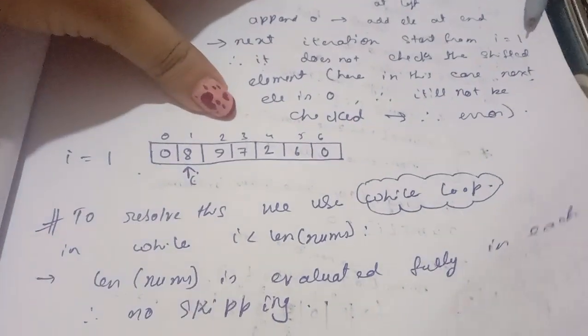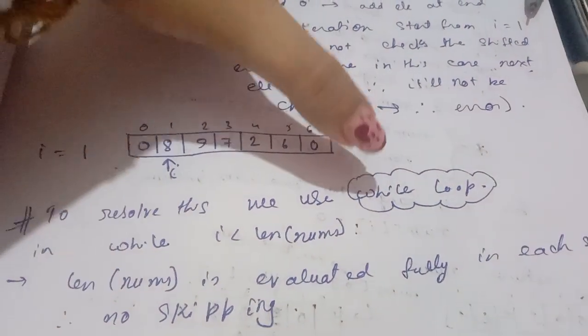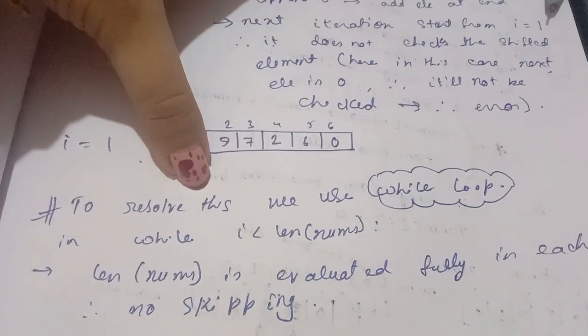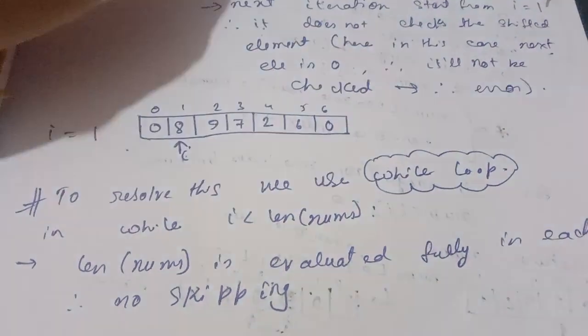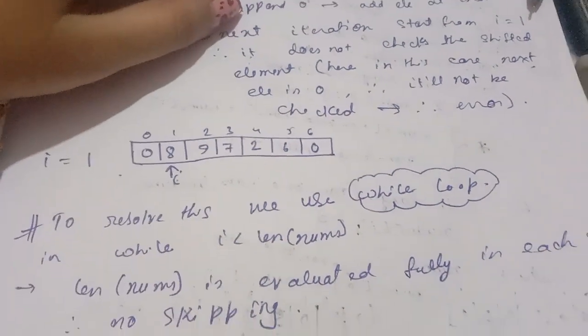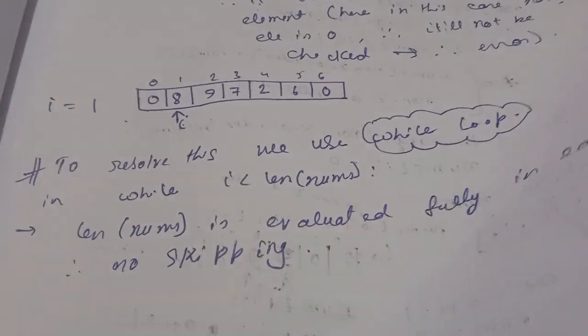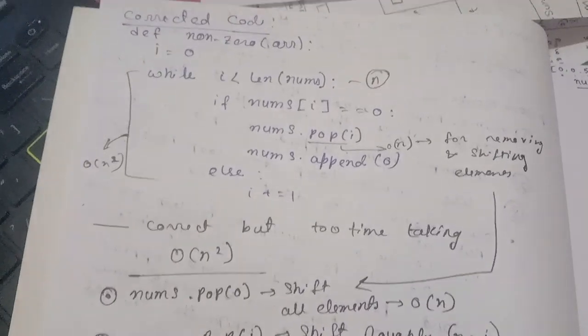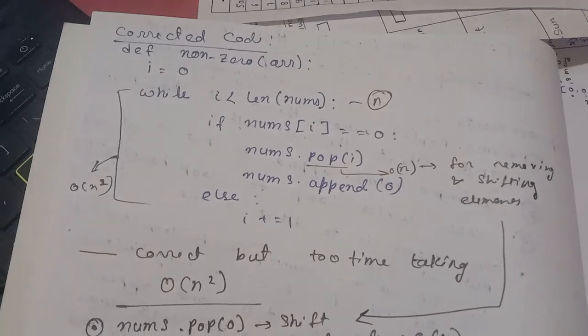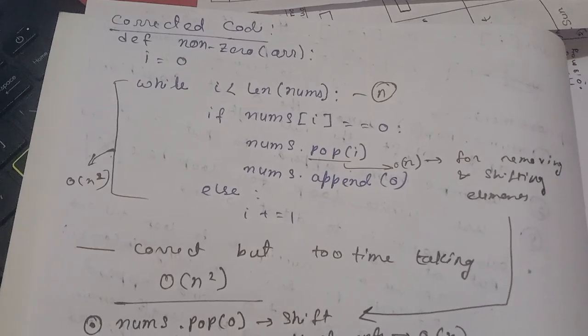We can resolve that issue by using a while loop, because a while loop evaluates everything without skipping anything. In each iteration it checks all the elements. That's why. And this is the corrected code of that previous wrong version of code.